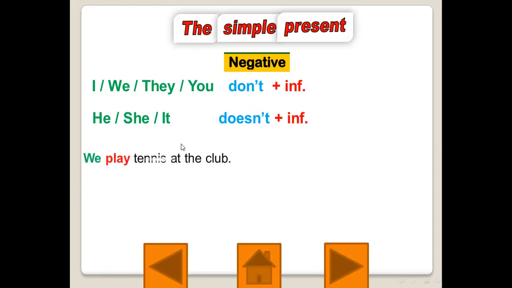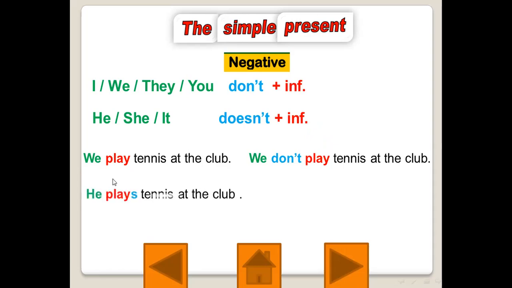Look at this example. This is an affirmative sentence: we play tennis at the club. We want to make it negative. So, first of all, we look at the subject pronoun. The subject pronoun here is we. So to make it negative with we, we use don't plus infinitive. Here the answer will be: we don't play tennis at the club.